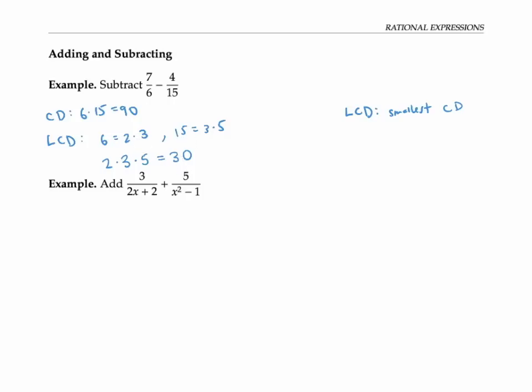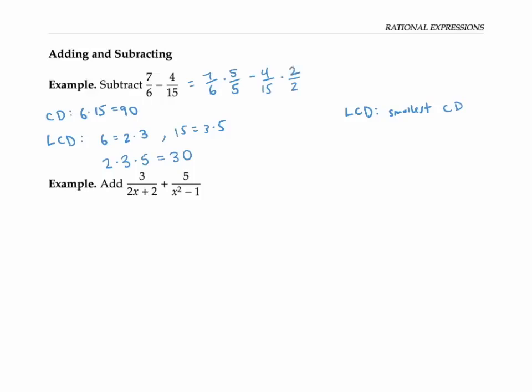Once we have our least common denominator, we can rewrite each of our fractions in terms of that denominator. So 7/6, I need to get a 30 in the denominator, so I'm going to multiply that by 5 over 5. I multiply by the factors that are missing from the current denominator in order to get my least common denominator of 30. For the second fraction, 4/15, 15 times 2 is 30, so I'm going to multiply by 2 over 2.